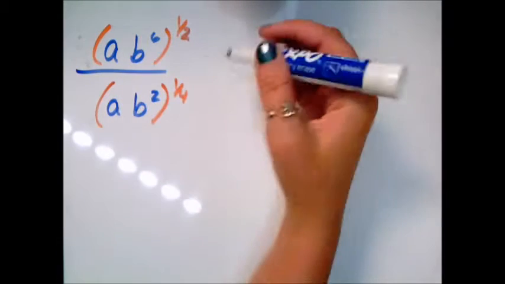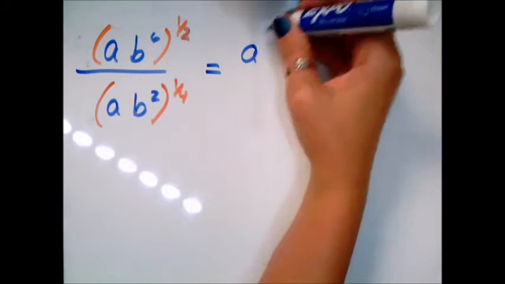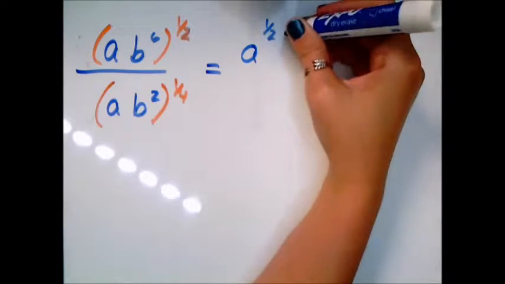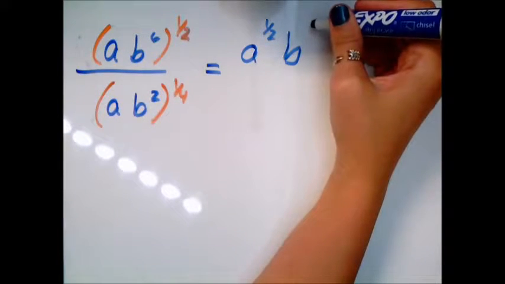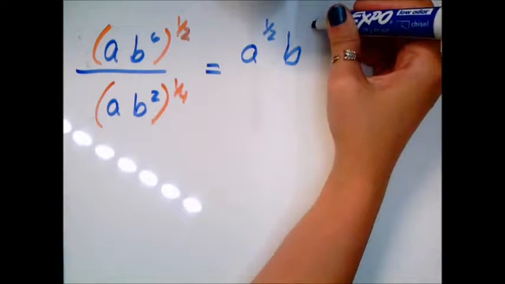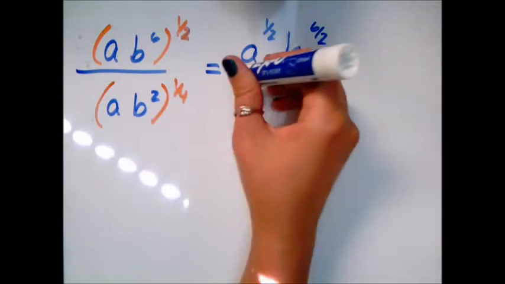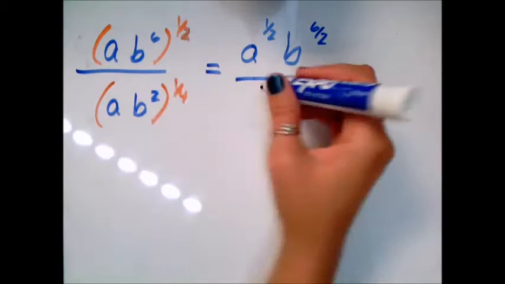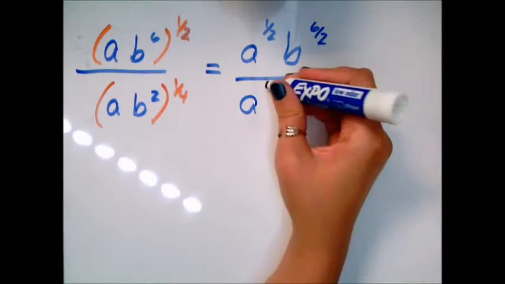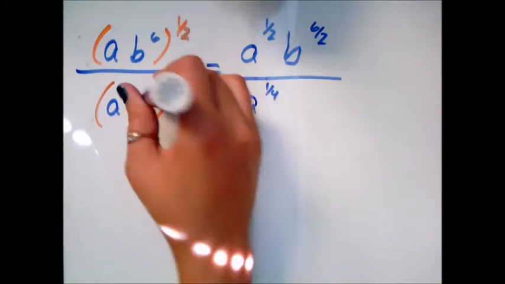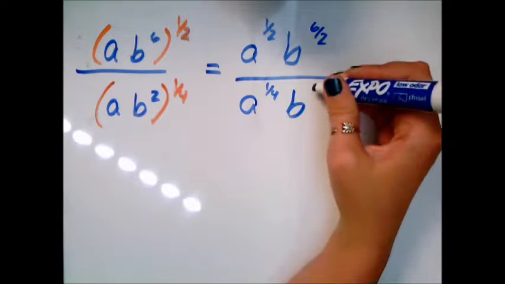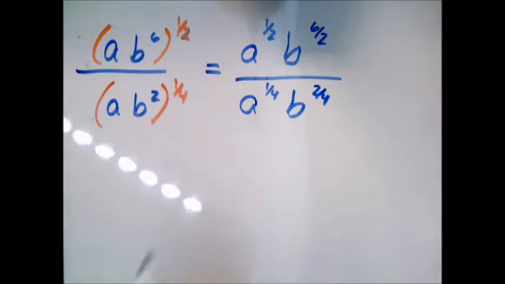So now I can see, well, if I want to put that exponent on all of these things, this is like a to the 1/2 times b to the 6/2, which reduces to 3. I'll write 6/2 to begin with. And then here we're putting the 1/4 in here. A to the 1/4 and 2 times 1/4 is 2/4.